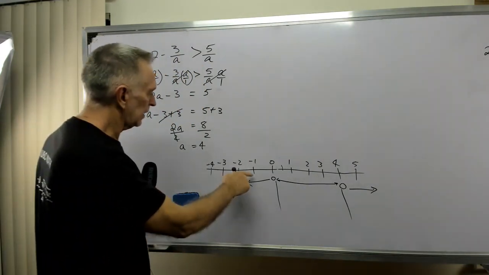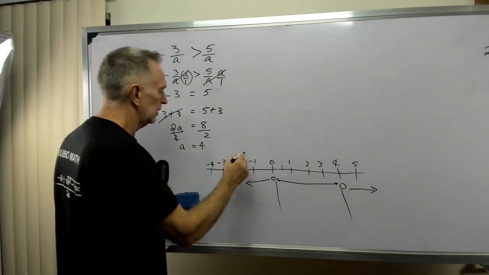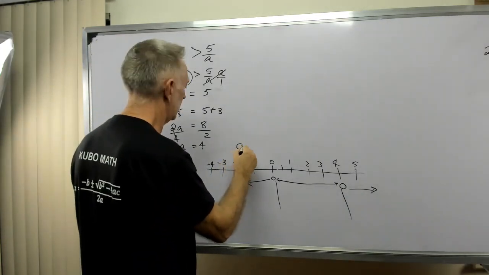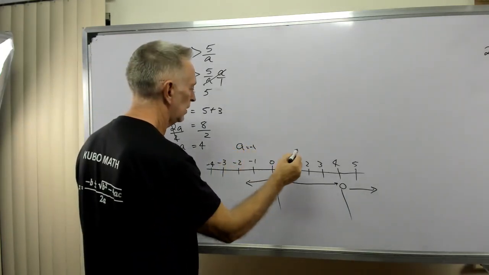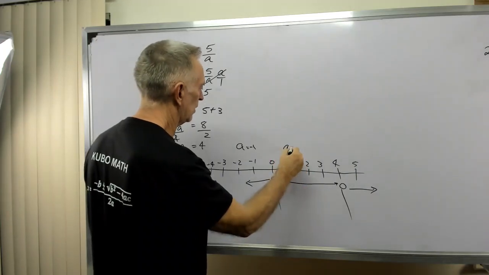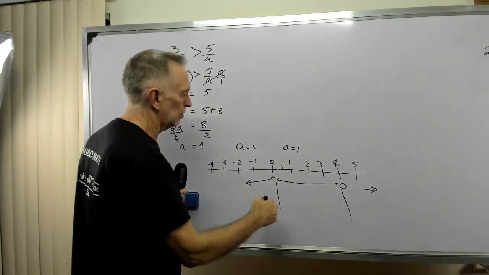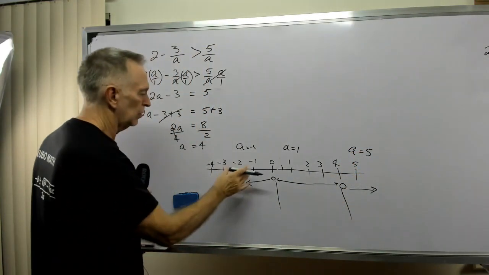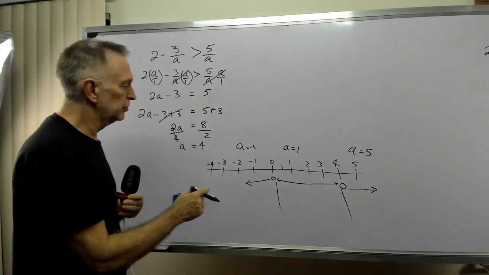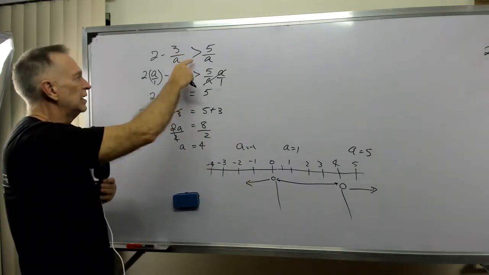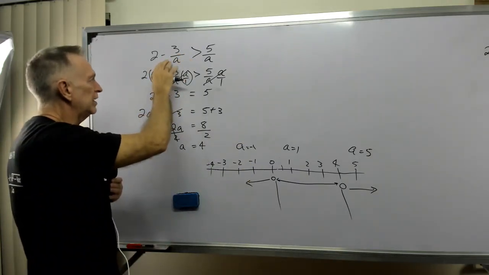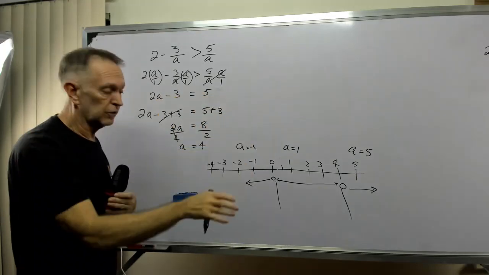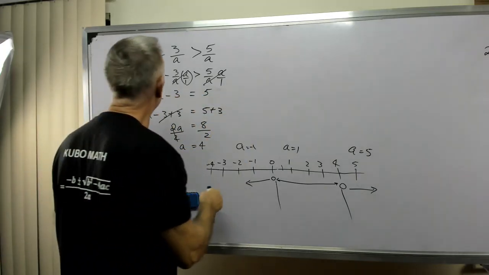So let me take negative 1. I'll let a equal negative 1, and then I'll let a equal 1, which puts me in this zone, and then I'll let a equal 5. We'll evaluate each one of those to see if in fact this side of the inequality is greater than the other side. So let's try that.